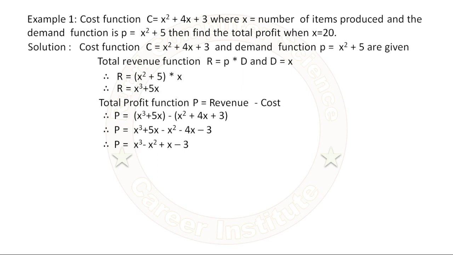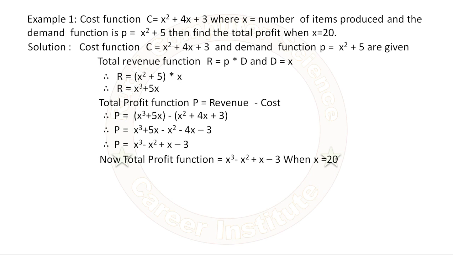Now we want to find what? At producing 20 units of items, 20 items, how much is the profit? You have to find this in the question. So you have to just put the value x is equal to 20 in your profit function. Therefore, the total profit function is x raised to 3 minus x square plus x minus 3, when x is equal to 20.